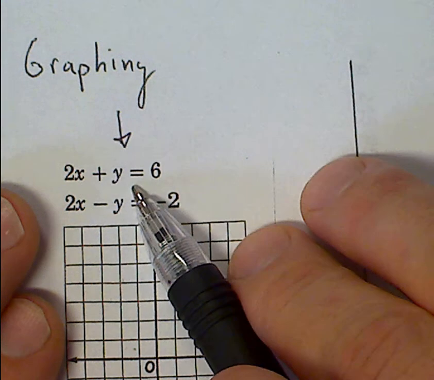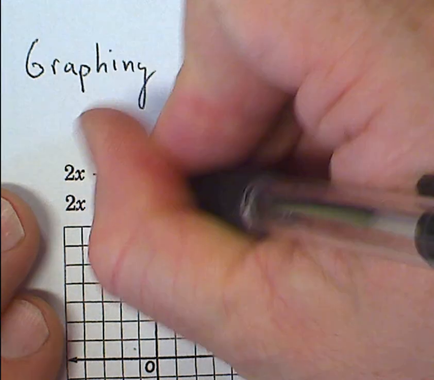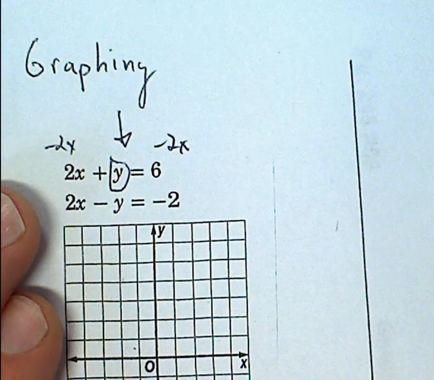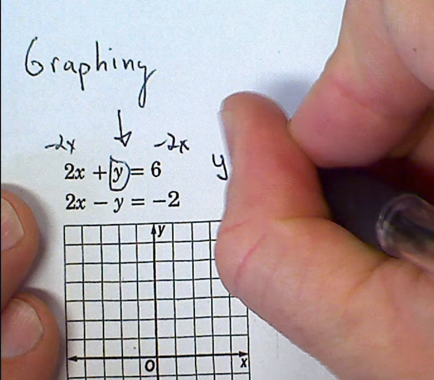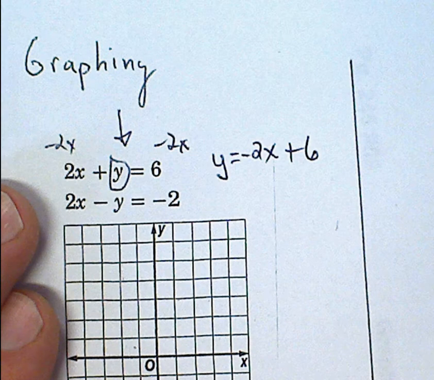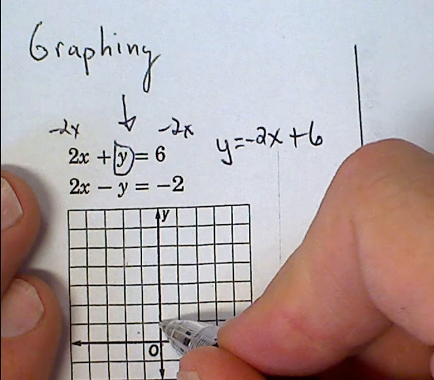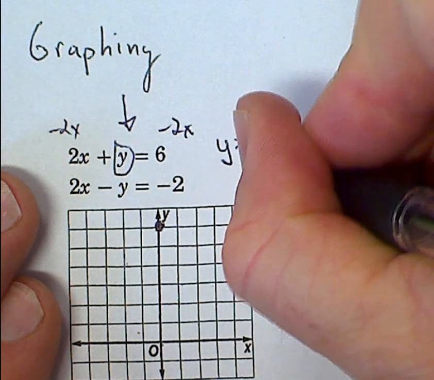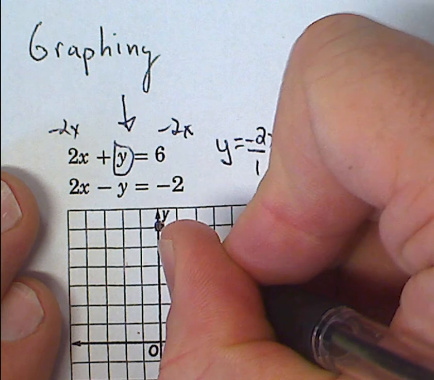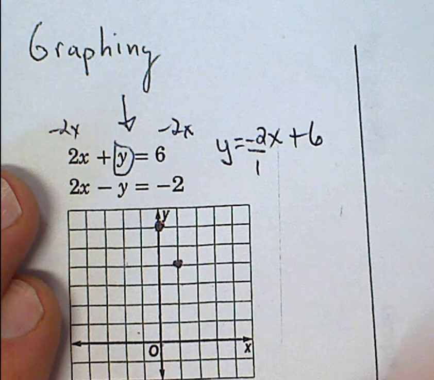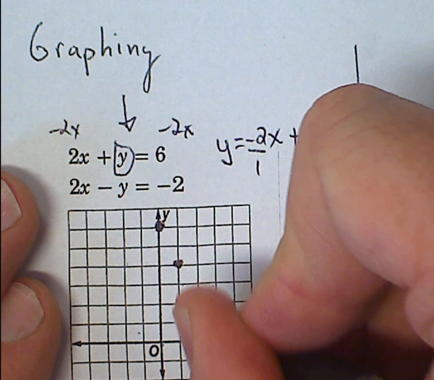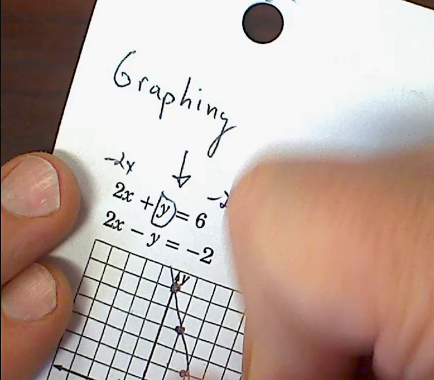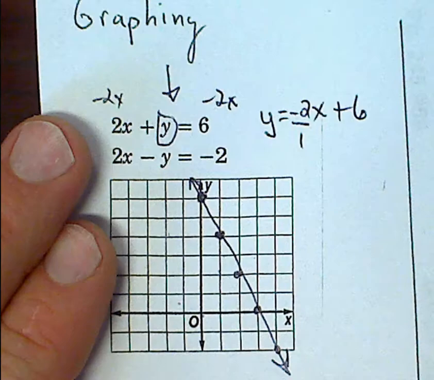If you were to graph this, I would get the y by itself, so I would get rid of my 2x, bring my 2x over. So I would have y equals negative 2x plus 6. That means I start at 6. 1, 2, 3, 4, 5, 6. My slope is down 2 over 1, down 2 over 1. That is my first line.